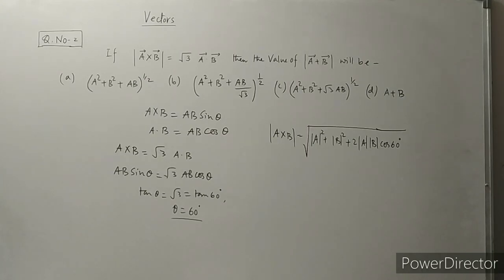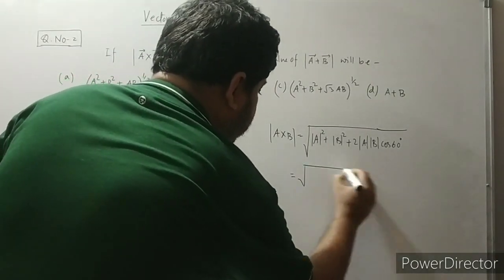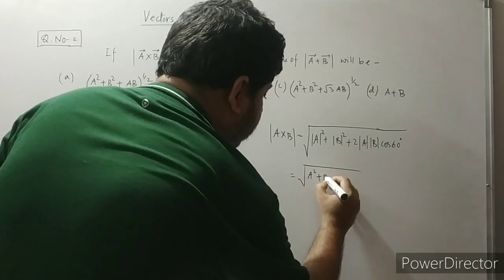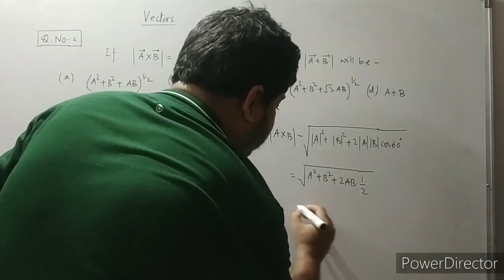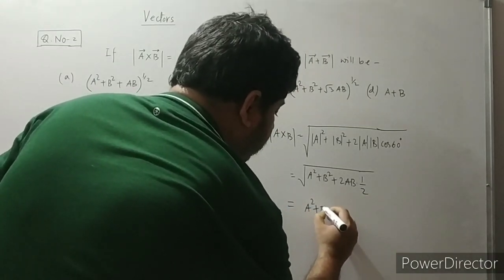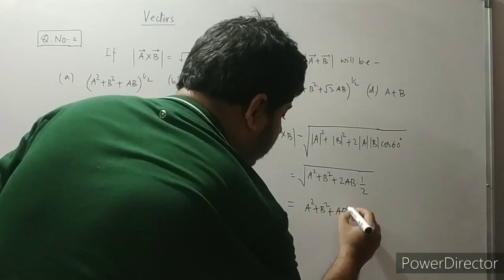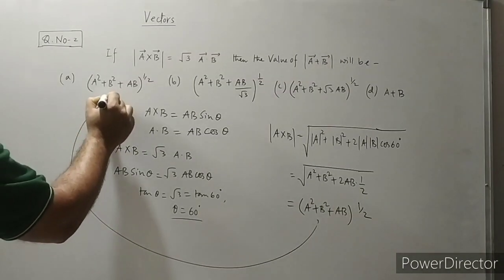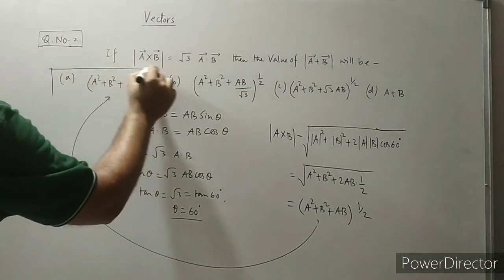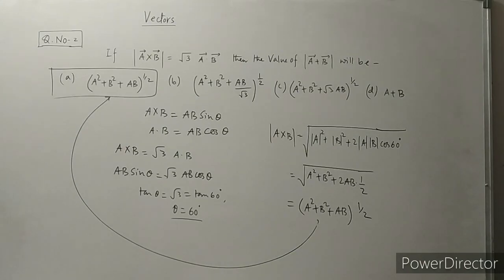So we have calculated theta as 60 degrees, so we can write this. So what will be the value? The value will be A square plus B square plus 2AB cos 60, which means half. So it will be A square plus B square plus AB, whole to the power half. So that will be the answer to this question, which means option A will be correct. First of all you have to calculate the angle, then use that angle in the formula of the resultant.